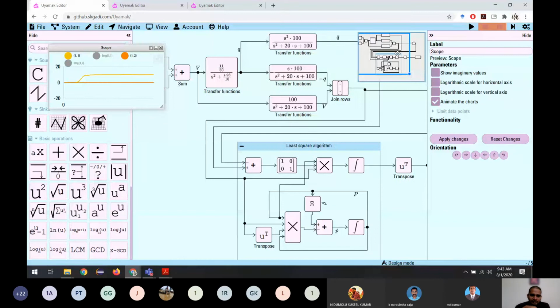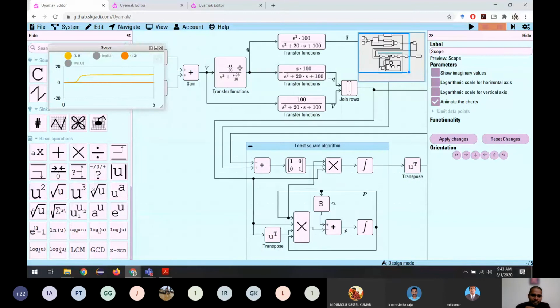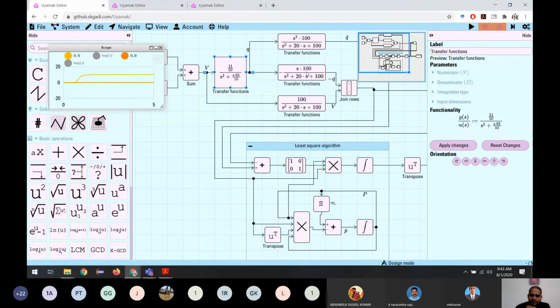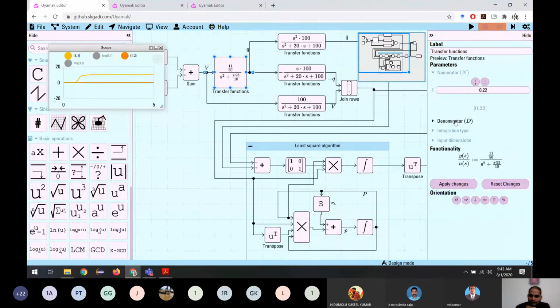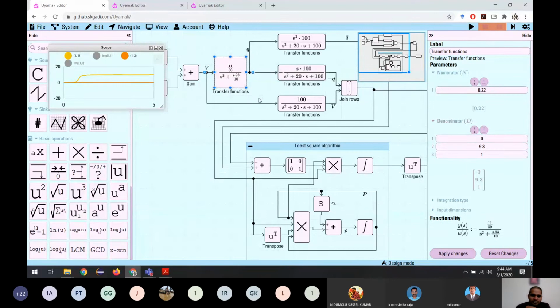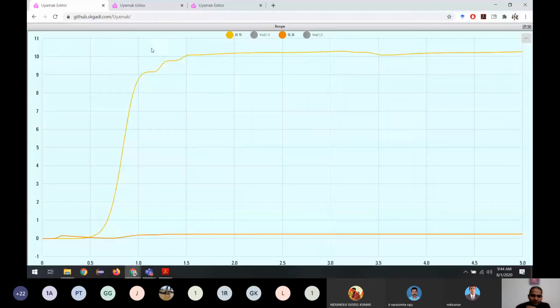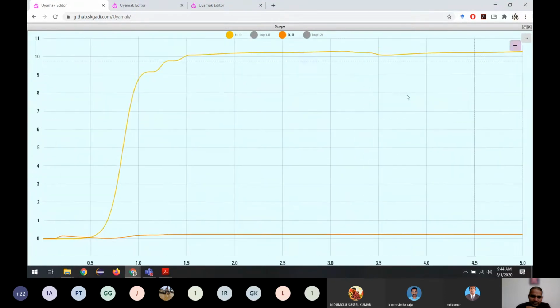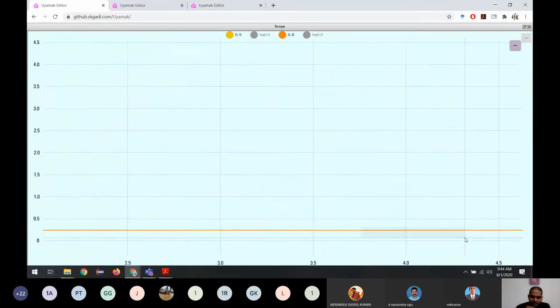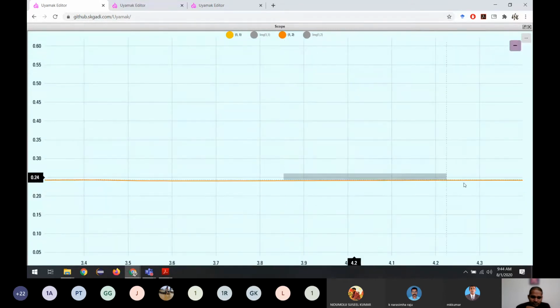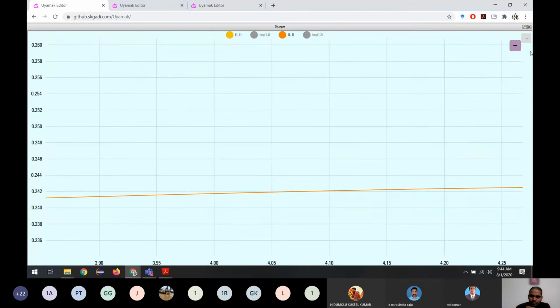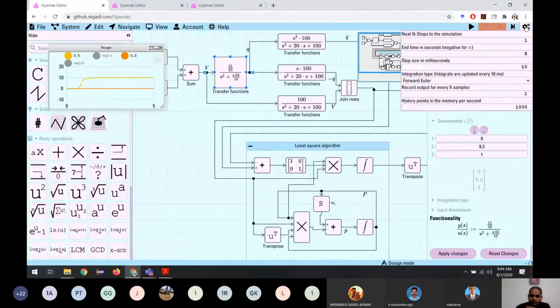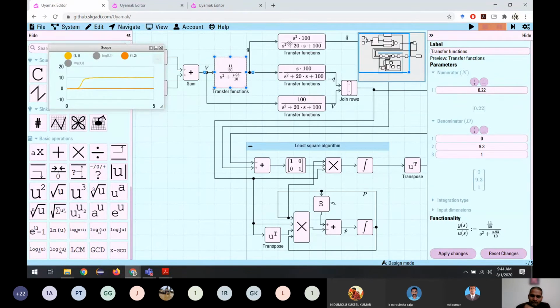So the model is, we already have the model before. It was 0.22. If you see, the numerator is 0.22 and the denominator is 9.3. So let us see if we are receiving the same values here. So we are getting something close to 10, and this one is something close to 0.2524.